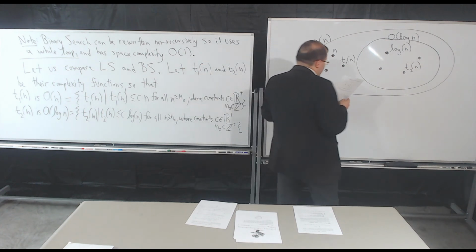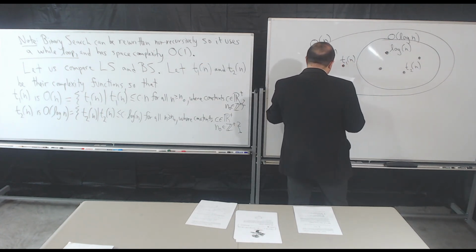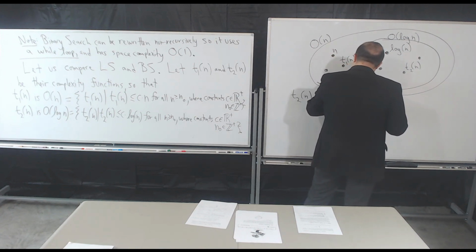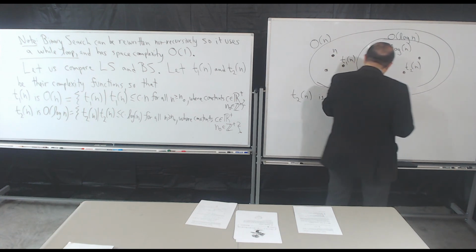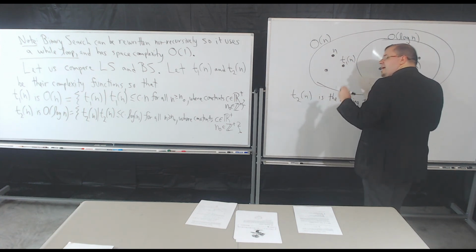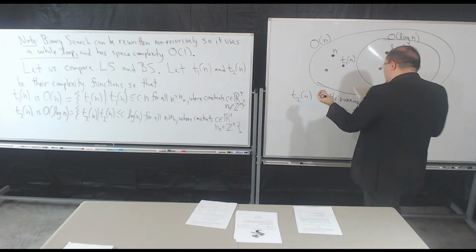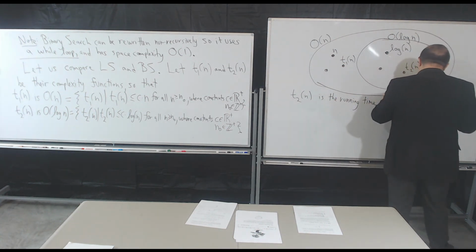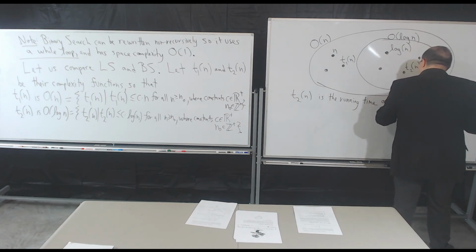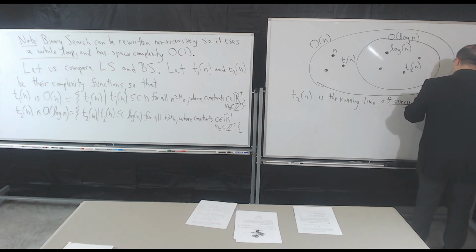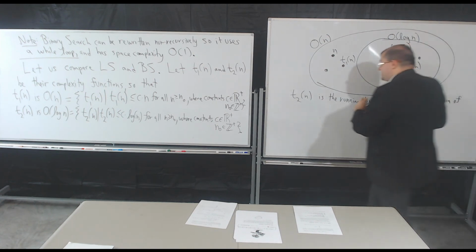Now, these are the time complexities laid out in terms of sets. So I'm going to say T2 of n is the running time. You're going to see why I don't really care about the actual measured time. I care about these steps dictated by the machine model. Here we go, this is the big cherry on top. T2 of n is the running time of every implementation of binary search.